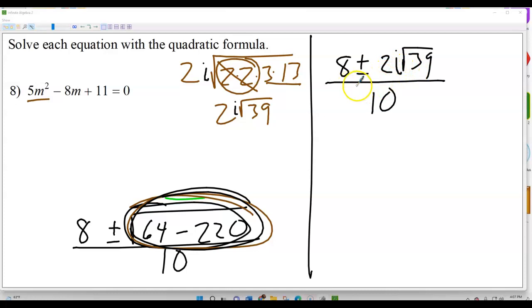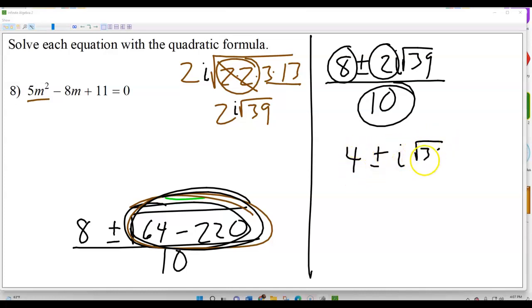In this case, though, you do have one other possibility. It's possible to reduce, so long as you can do all 3 of them. It can't just be 2 of them. It has to be all 3. If you can find something that goes into all 3 of those, then reduce it. So what can be divided into 8, 2, and 10? Well, all 3 of those numbers can be divided by 2. So if you do that, you would end up with this simplified answer here.